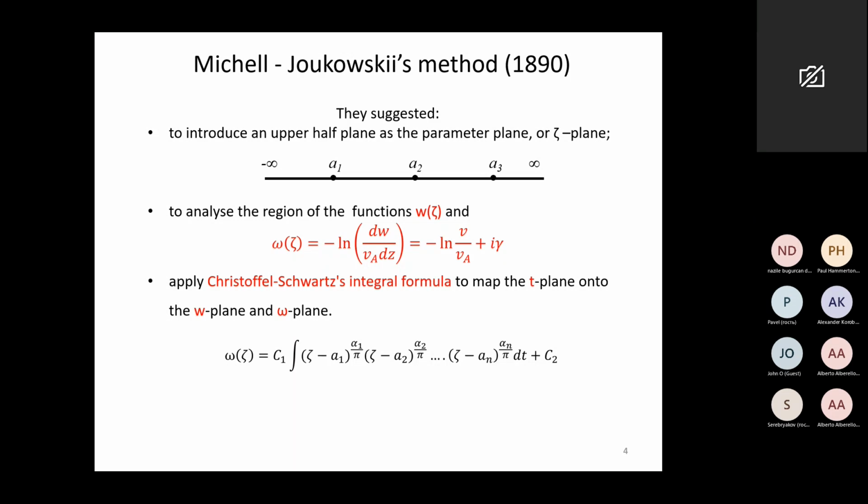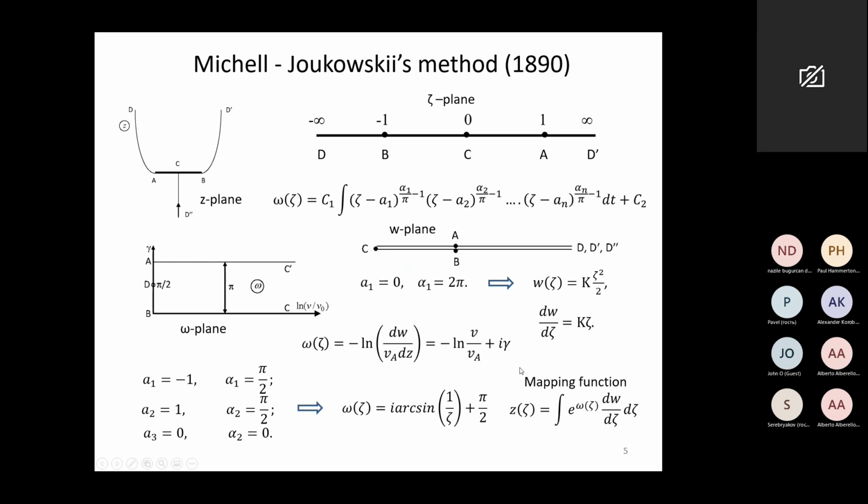It's the logarithm of complex velocity. When the region of the complex omega and the potential region are drawn, we can use the Christoffel-Schwarz integral formula to determine the complex function itself. So this is a big step. Now I show how to apply this technique in the example of a flat plate.